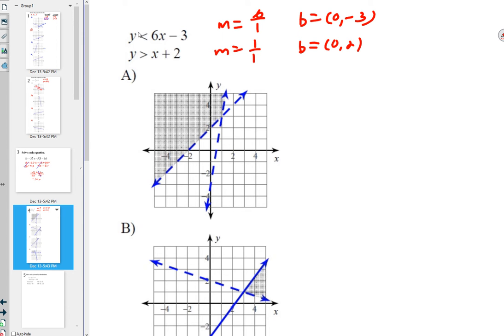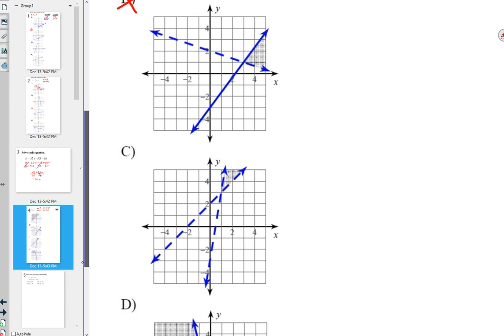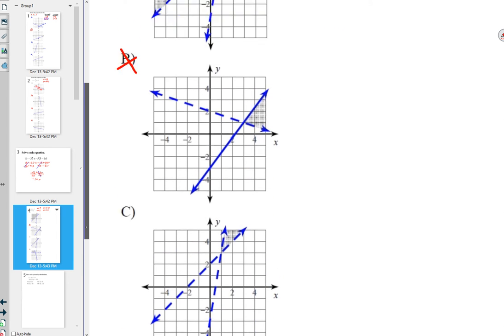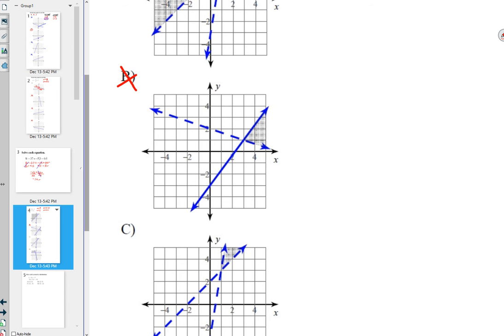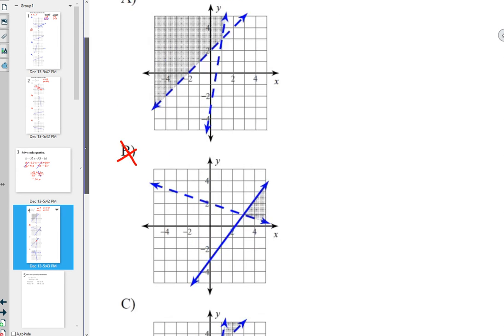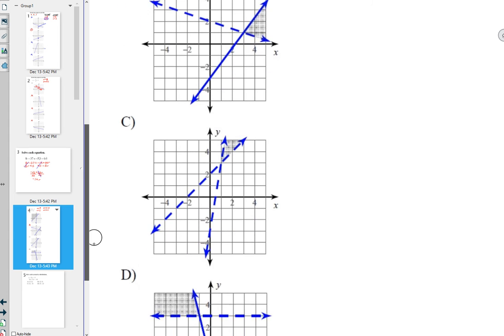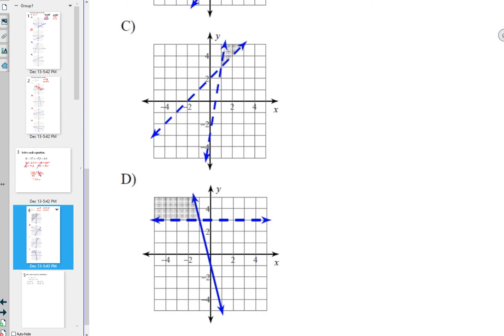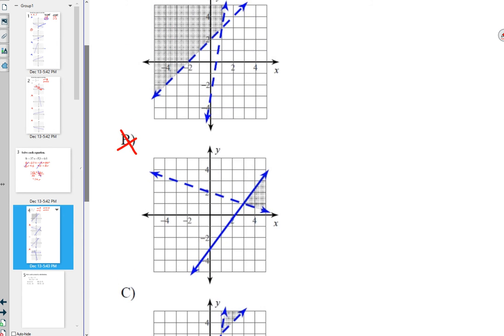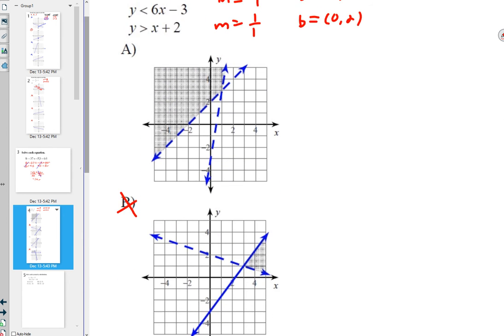So it looks like A is a possibility. It looks like B cannot be because you have a solid line. The slopes are all off. Can't be that one. It looks like C is a possibility. It's crossing at 2 and going up 1, right 1, and also crossing at negative 3, and going up 6. So C is a possibility, and B isn't. So we're between C and A, which look identical, with the only difference being where the shading is.